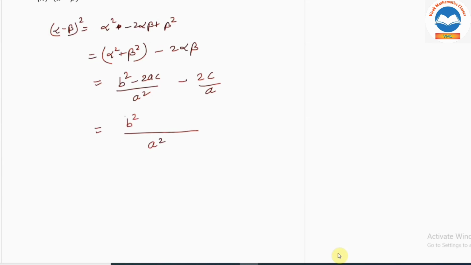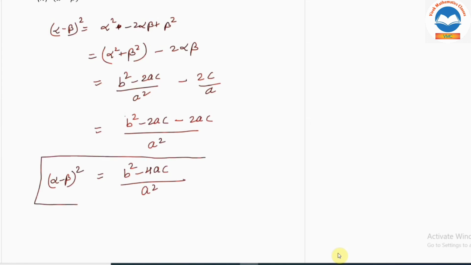Again, if you take the LCM, a square will be the LCM. Here we will get b square minus 2ac and here minus again 2ac. So how much will you get? B square minus 4ac, b square minus 4ac divided by a square. So this will be your value of alpha minus beta whole square. And we know that b square minus 4ac is the discriminant also. If you want, you can write that.